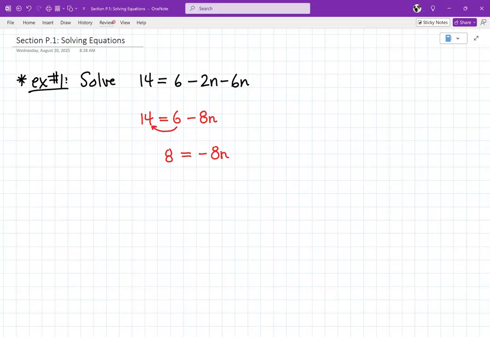All right, what I'm going to do next is to get n by itself. So what do I do to both sides? If it says -8 times n, I'm going to divide by -8, right? So I'm going to divide both sides by -8. Okay, and my answer comes out to -1. And there you go.